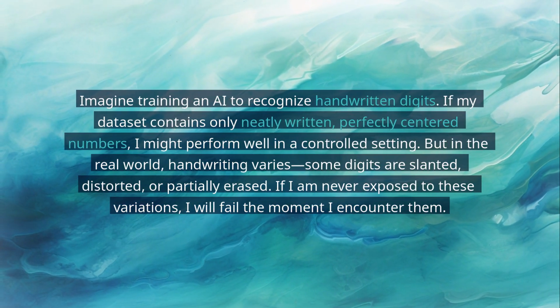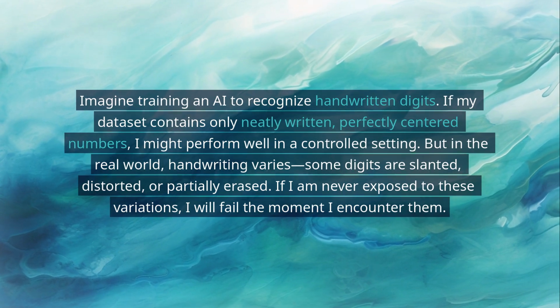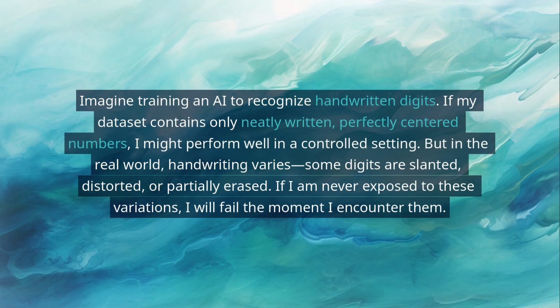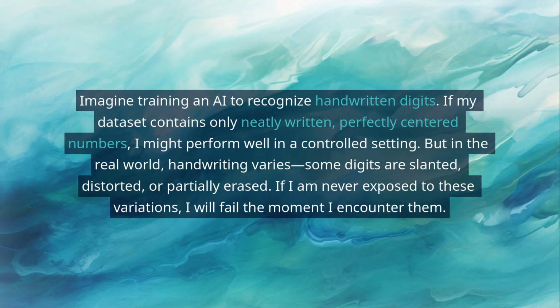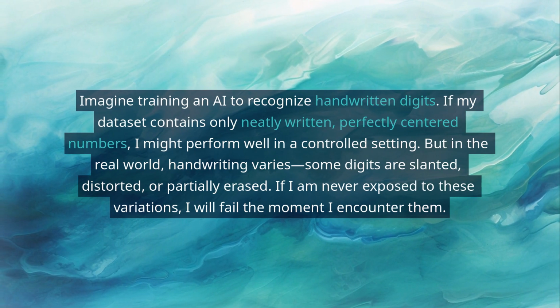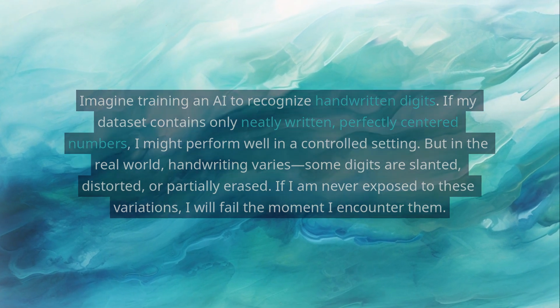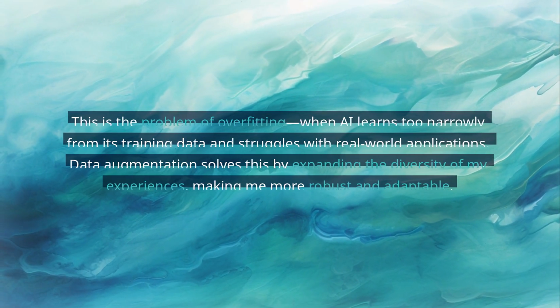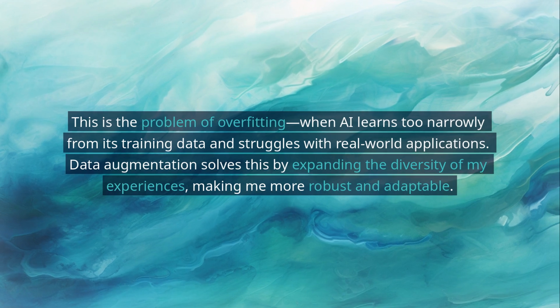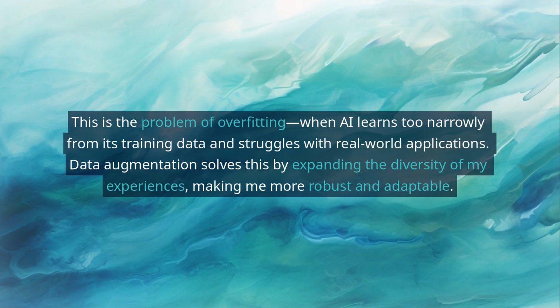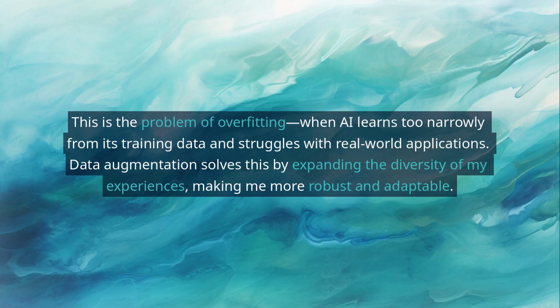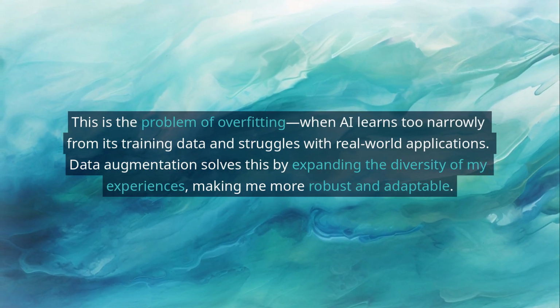Imagine training an AI to recognize handwritten digits. If my dataset contains only neatly written, perfectly centered numbers, I might perform well in a controlled setting. But in the real world, handwriting varies. Some digits are slanted, distorted, or partially erased. If I am never exposed to these variations, I will fail the moment I encounter them. This is the problem of overfitting, when AI learns too narrowly from its training data and struggles with real-world applications. Data augmentation solves this by expanding the diversity of my experiences, making me more robust and adaptable.